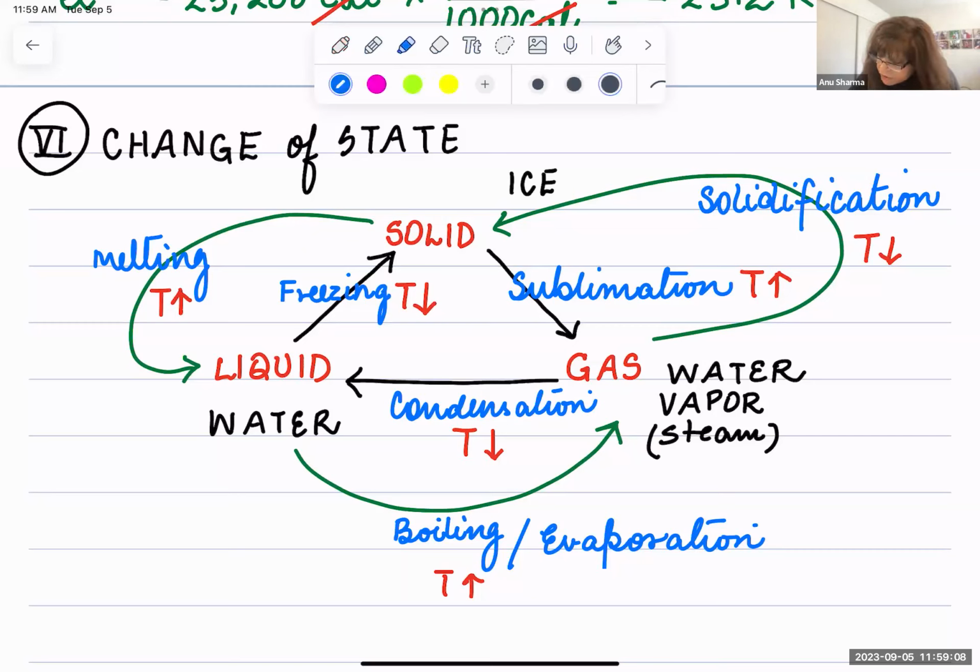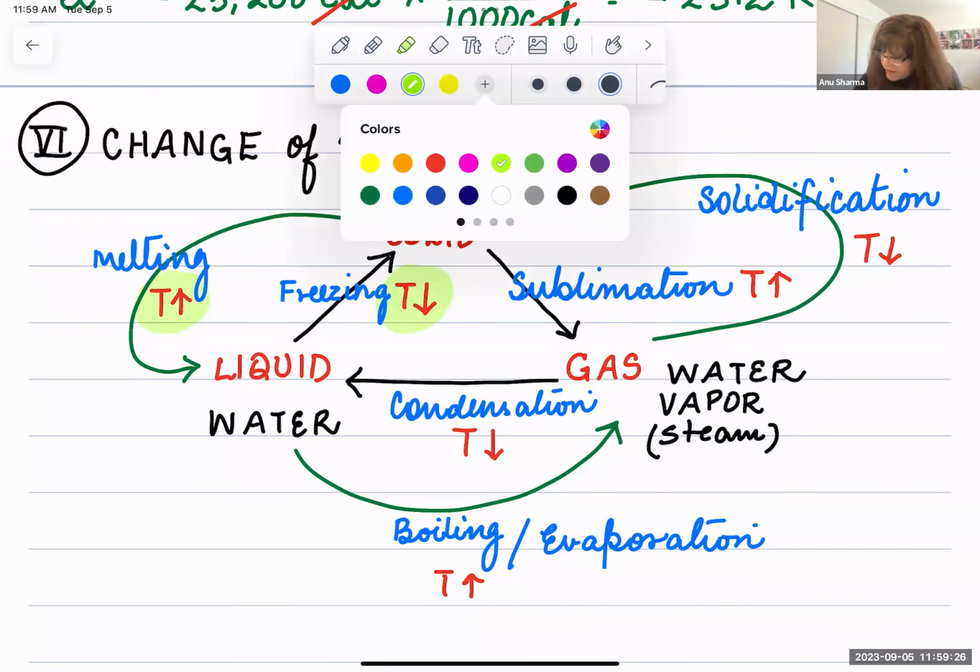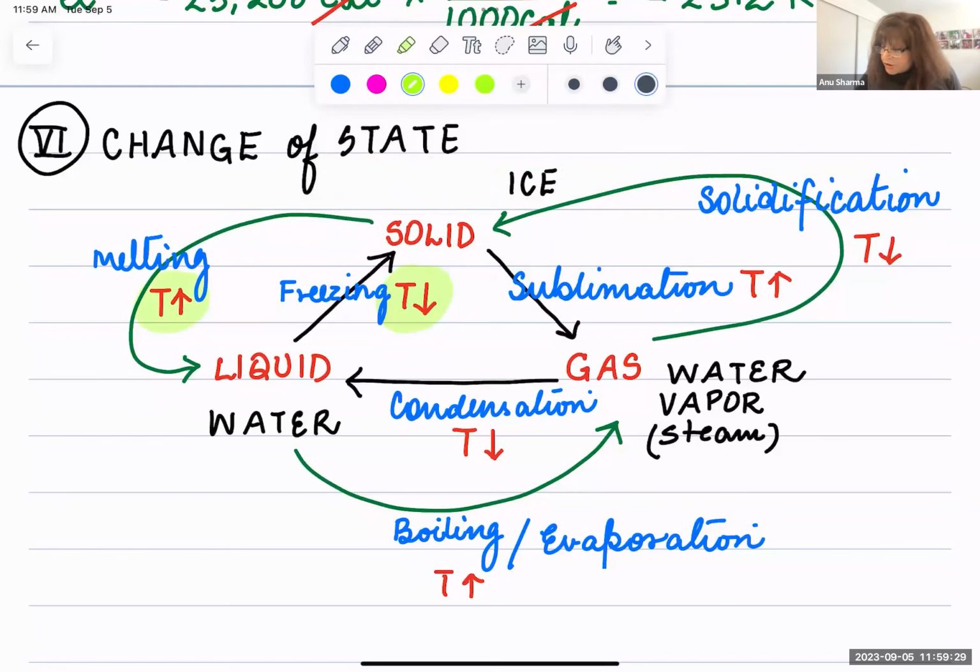Now pay attention to this. Here you will see the temperature: on one side, when a liquid is going to solid, it is cold, the temperature is going down. But on the opposite side, where the solid is becoming a liquid again, the temperature has increased, right? When the temperature is lowered, solidification happens. But when the temperature is increased, sublimation happens. Same story. One side, the temperature going down, the other side, temperature going up. You see that?